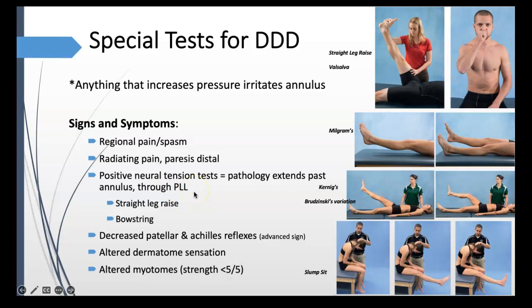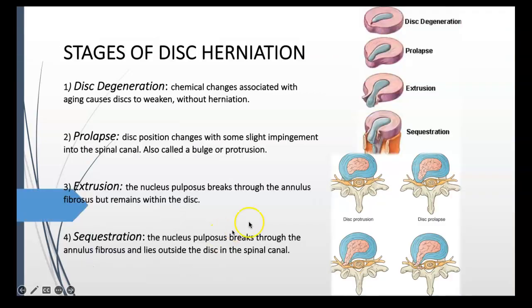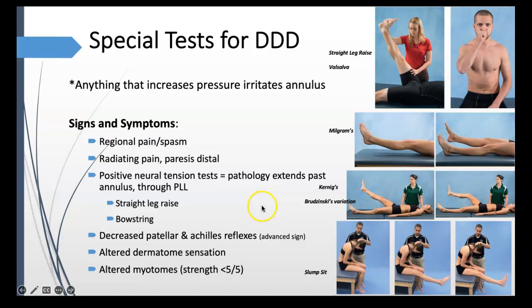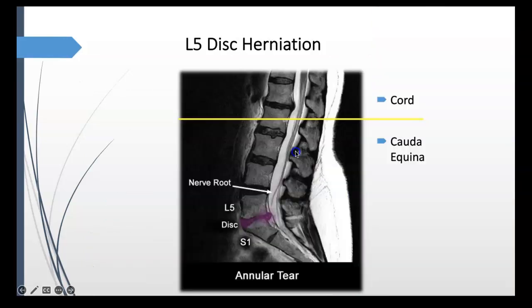As we look at lower quarter screens, the patient will present with both patellar and Achilles tendon reflexes that are decreased. I'm going to go back here. If they're in the extrusion sequestration part of the disc degeneration phase, they will have altered dermatome sensation at the level of nerve root injury, and they will have altered myotomes most often. Remember, strength is usually 5 out of 5, so anything less than that is going to be a positive test. Again, we will go through all of these special tests in lab.